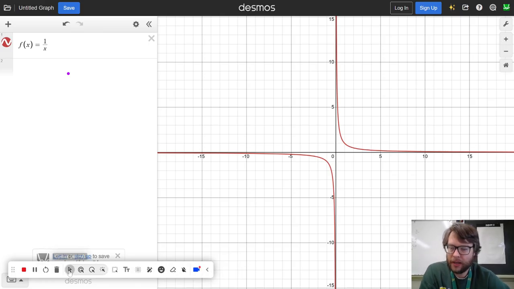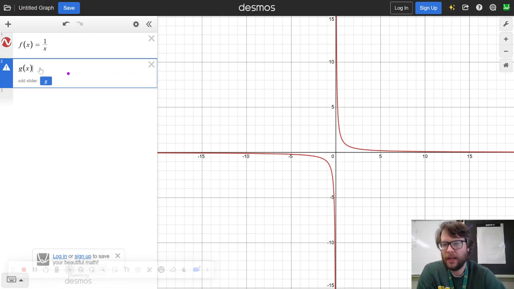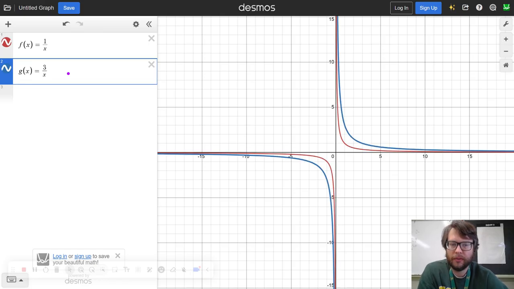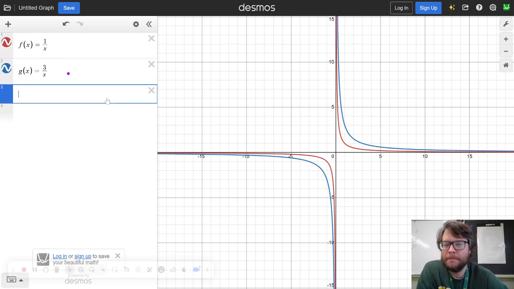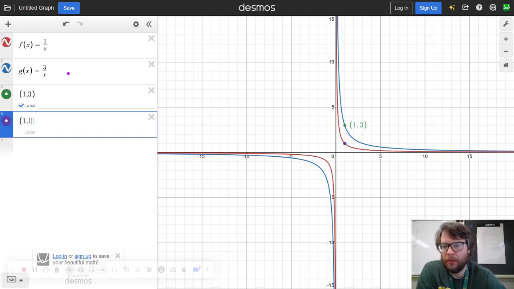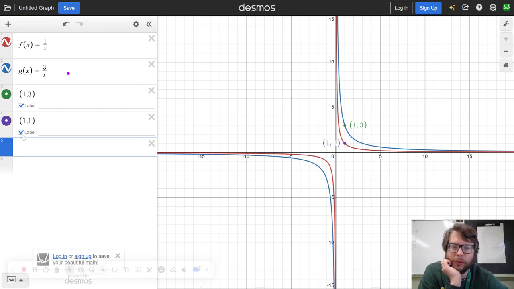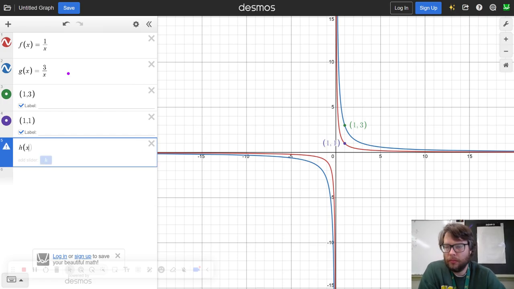Now, you can try other functions that have some variations on them. Like, instead of 1 over x, what if we did 3 over x? Pretty much the same. The only difference is every y value is 3 times higher than it used to be. So here we got 1 comma 3 on the blue graph, because if I plug in x equals 1, 3 divided by 1 gives me a y value of 3. And we have 1 comma 1 on the red graph, because if I plug in x equals 1, 1 divided by 1 is 1.